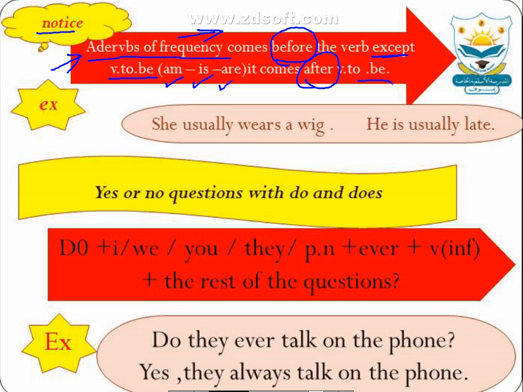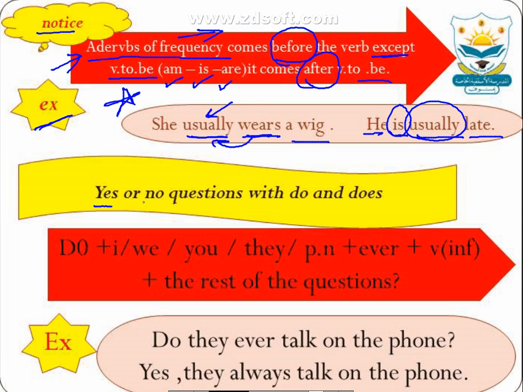Okay? I'll give you an example. She usually wears a wig. Usually is an adverb of frequency, so the verb comes after the adverb of frequency. But here, he is usually late. Here usually is the adverb of frequency and verb to be comes before it. Okay? Pay attention please to this rule.